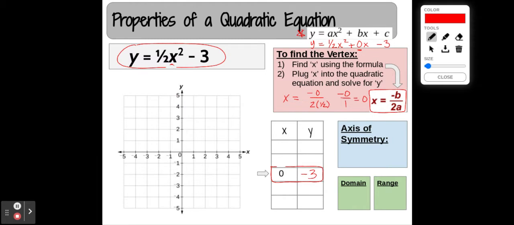Okay, so now once you have the vertex, I'm just going to go over here. I'm going to graph that. So 0, negative 3. And we know that our parabola is going to open upwards. So this is going to be the lowest point. That's our minimum point on the graph.